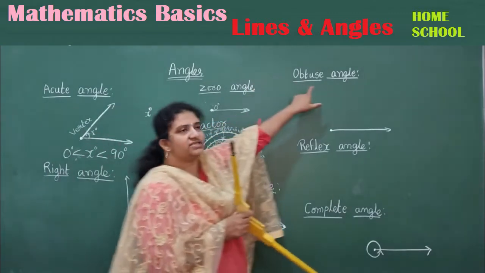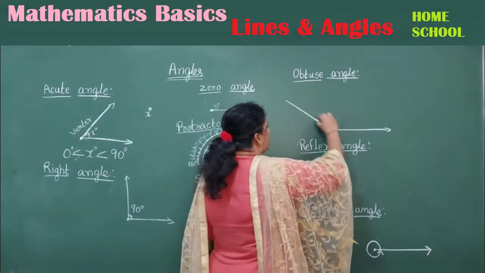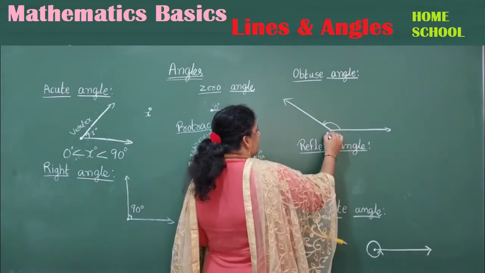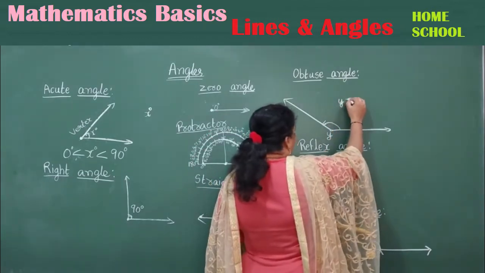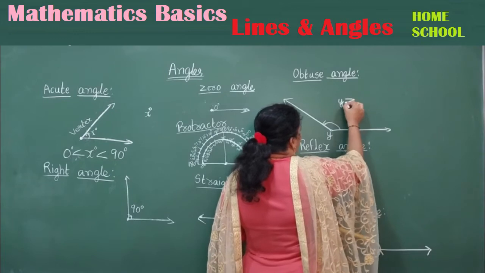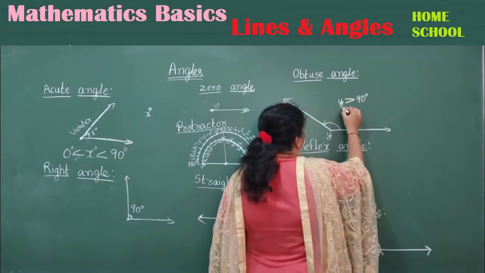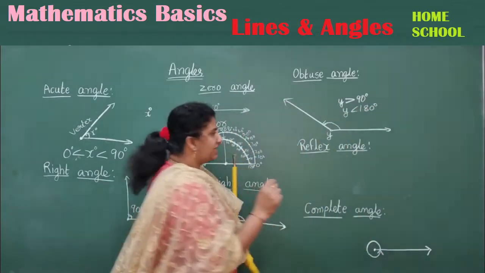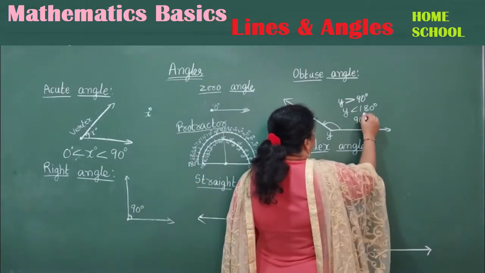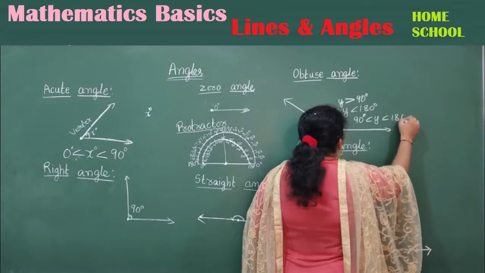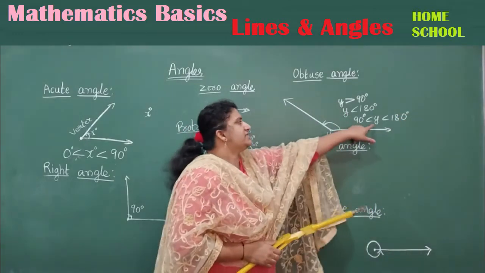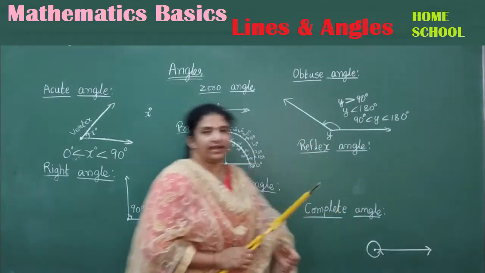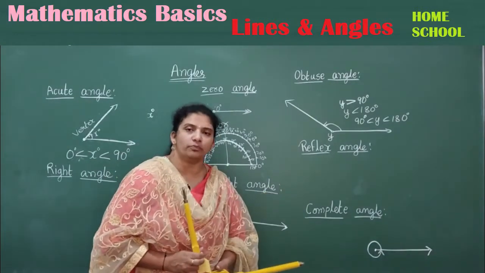So what is this angle here children? Look here, this is an obtuse angle. What is an obtuse angle? Suppose you take anything here, y is more than 90 degrees and y is less than 180 degrees. How can you write this condition here? That is 90 degrees less than y less than 180 degrees. That means this angle is more than 90 and less than 180 degrees. These types of angles are called obtuse angles.